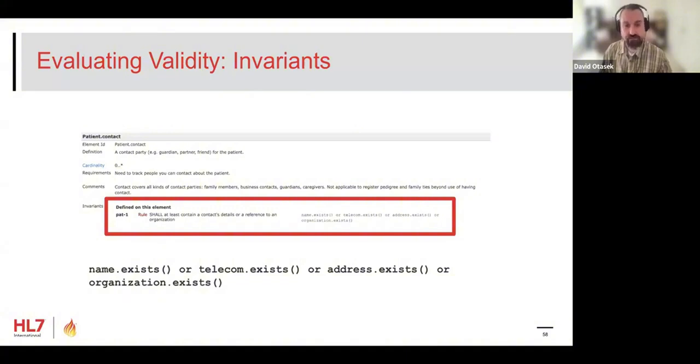In this case, the FHIR path expression is specifying that the invariant is true if a patient contact's name, telecom, address, or organization properties exist in that resource. If this does not resolve to true, the invariant will be invalid. If it resolves to true, then the invariant is valid, and at least that part of the resource is correct.